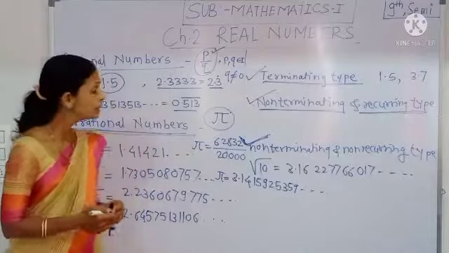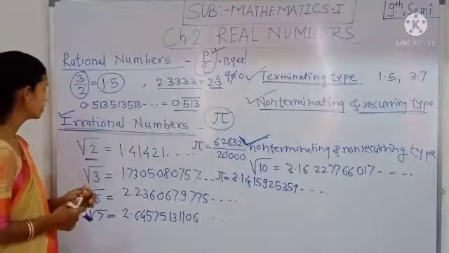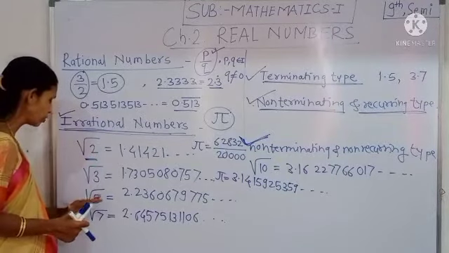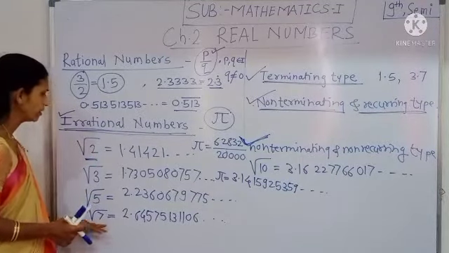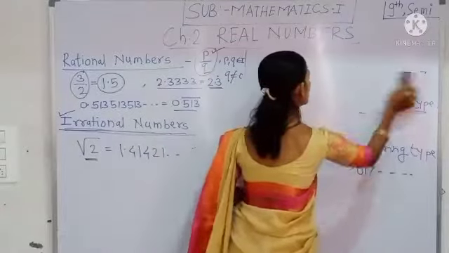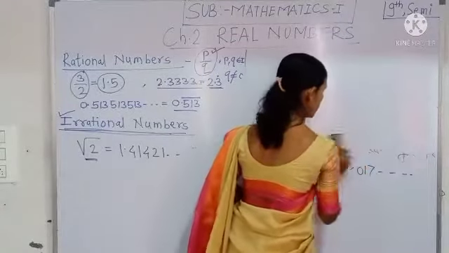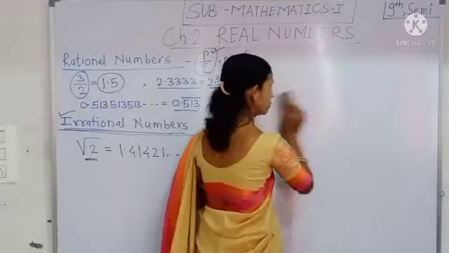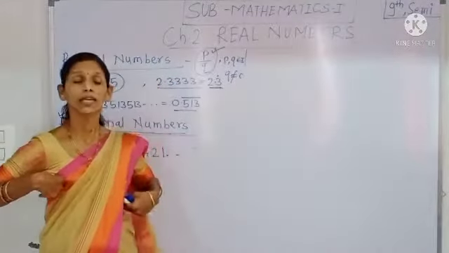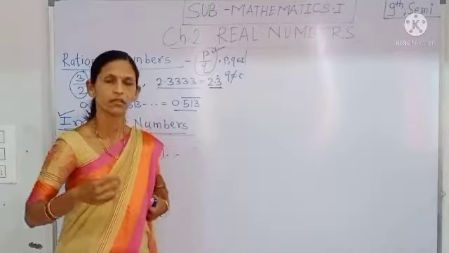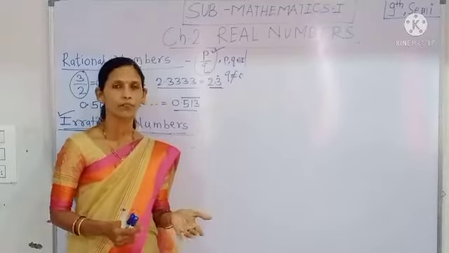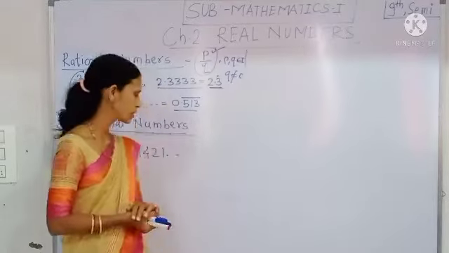Then similarly we can calculate the values of root 2, root 3, root 5, root 7 in their decimal form. All of you have studied the method of getting roots of natural numbers, that is, the division method of getting roots of natural numbers.